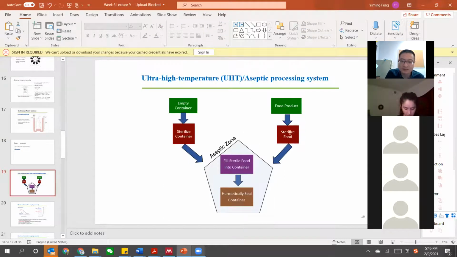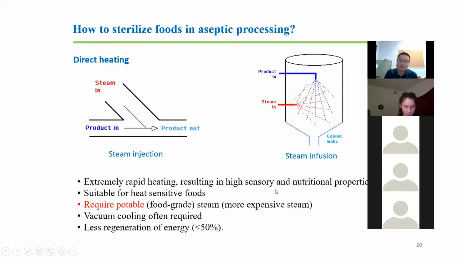Okay, and to sterilize the food, we have different ways. There are two ways. One is called direct heating. The reason we call it direct heating is because the heating medium directly contacts the product, which means the steam will be mixed with the product. And there are different ways, like steam injection and steam infusion, either by spraying or in the pipe. So it's very efficient because we have direct mixing, right?